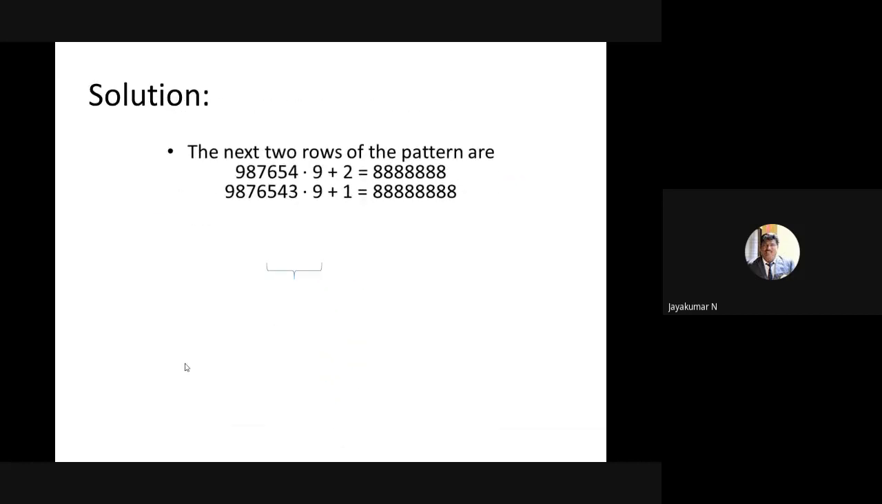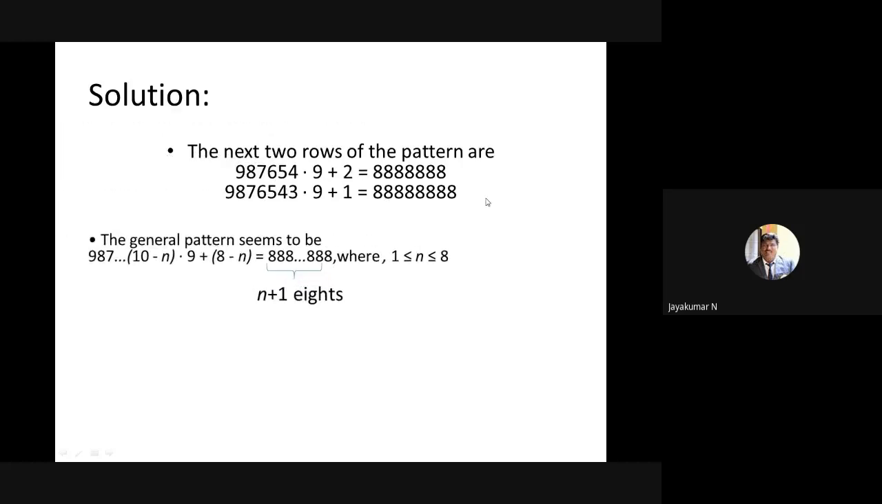First we have to write the next 2 rows. Easily you can write it. Here I will get 7 8s because the last step is 6 8s. So for the next 2 rows, this is 7 8s and this is 8 8s. Easily you can write it. That is not a problem. But how do you validate it?